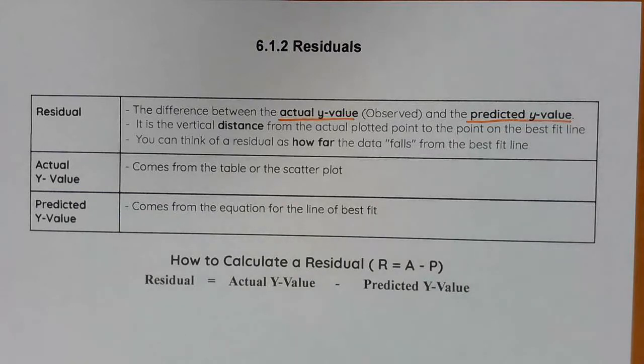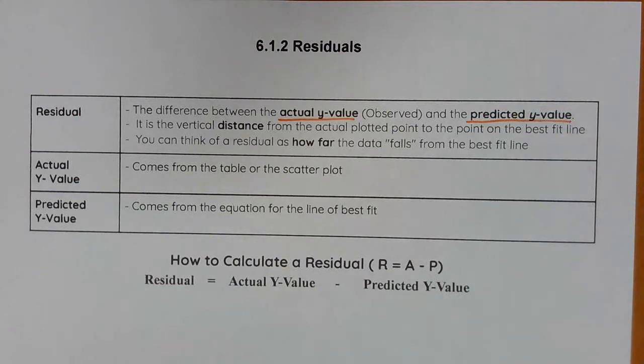So we're talking about that distance from the line up to the point or down to the point, depending on where that point lies in reference to the best fit line. You can think of the residual as how far the data falls from that best fit line. So kind of how far off is the data from the line.